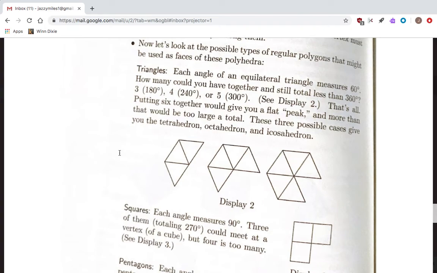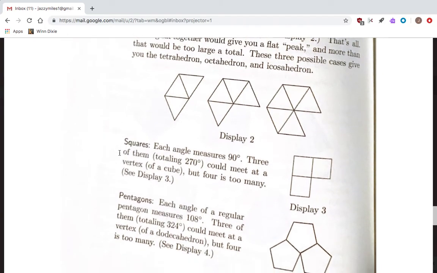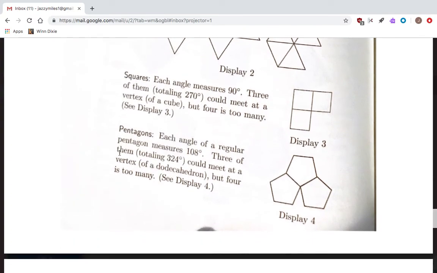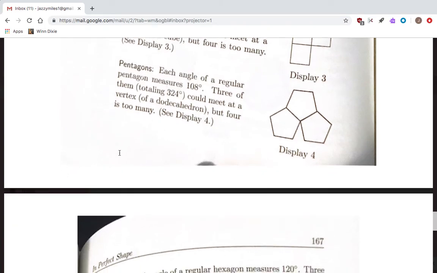It's interesting, I had never realized that before, but I guess it makes sense. So if we look at squares, each angle measures 90 degrees. So 3 of them, totaling 270, could meet at any vertex of a cube, but 4 is too many. And pentagons. Each angle of a regular pentagon measures 108 degrees. So 3 of them, totaling 324 degrees, could meet at a vertex of a dodecahedron, but 4 is too many.